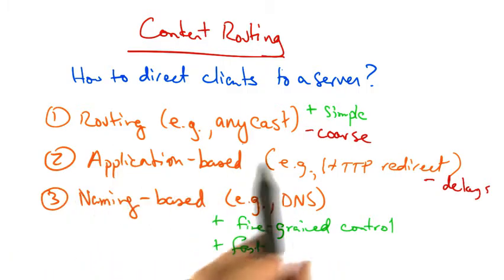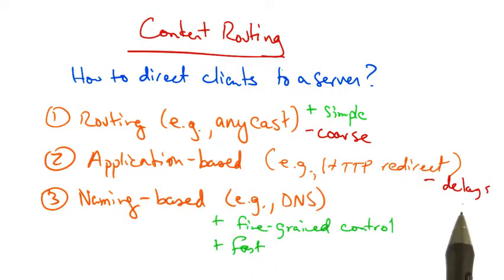So in summary, routing-based redirection is simple, but it's very coarse. Application-based routing is also fairly simple, but it incurs significant delays, which operators really care about, as well as users. Naming-based redirection provides fine-grained control, and it's also fast.